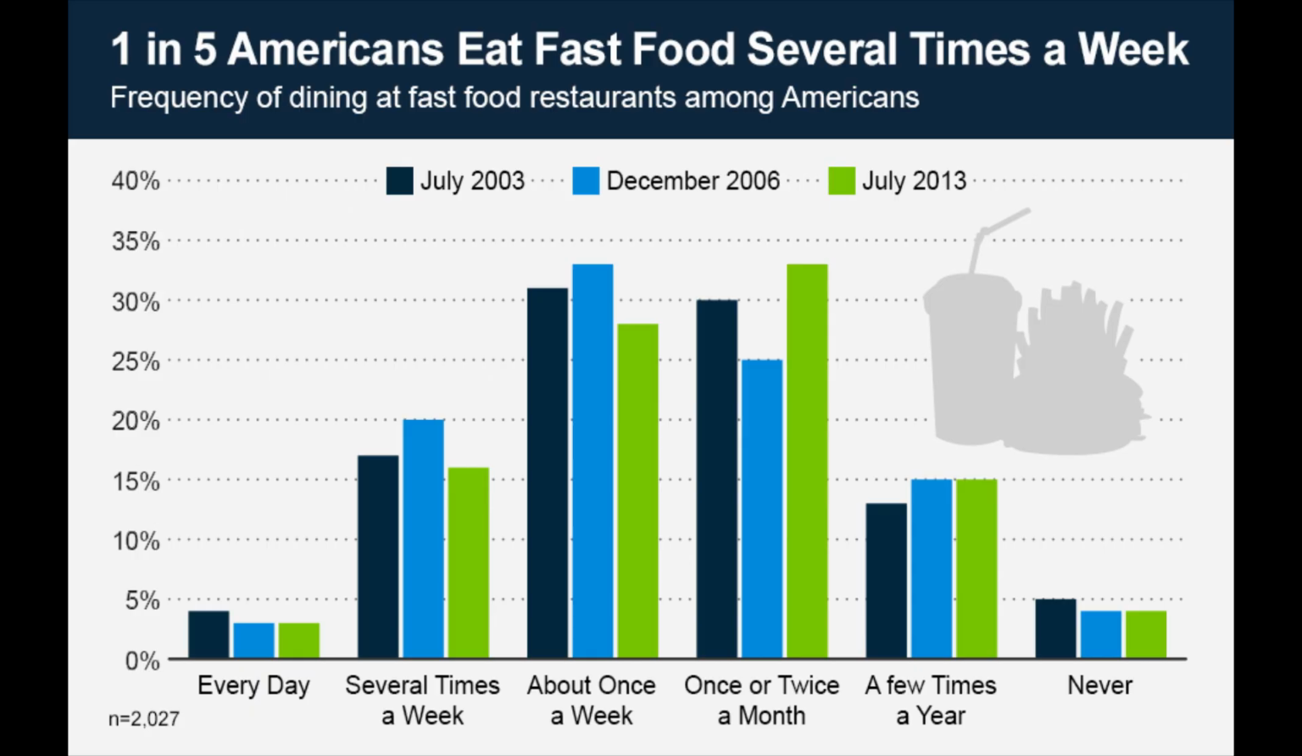The following graph gives information about fast food times a week. The items include every day, once a week, and never. According to this graph, in several times a week, the value of July 2003 is around 17%, and that of 2013 is lower, which is around 16%.